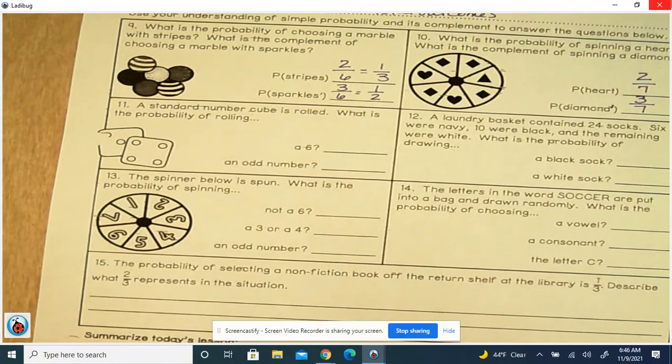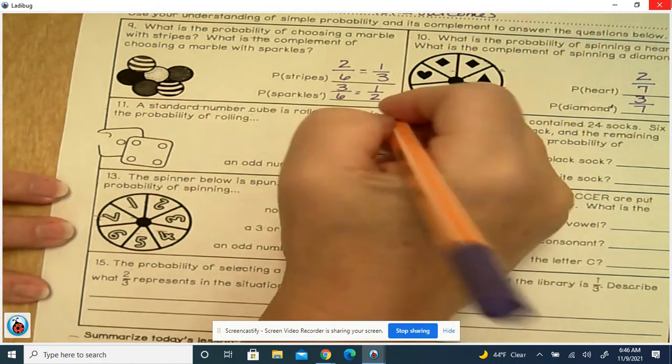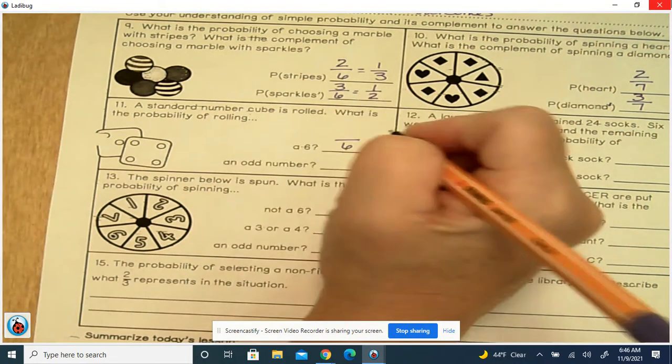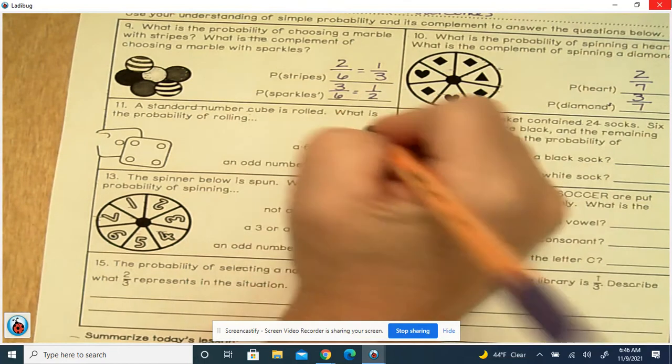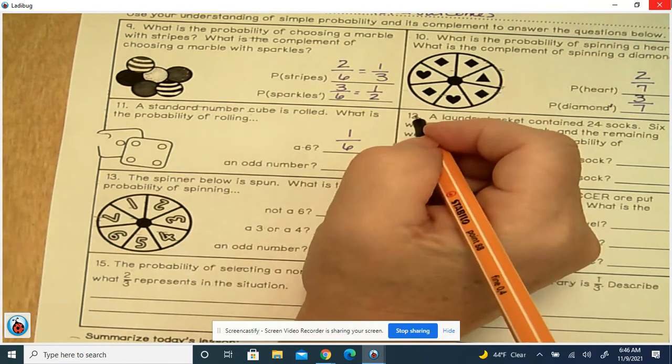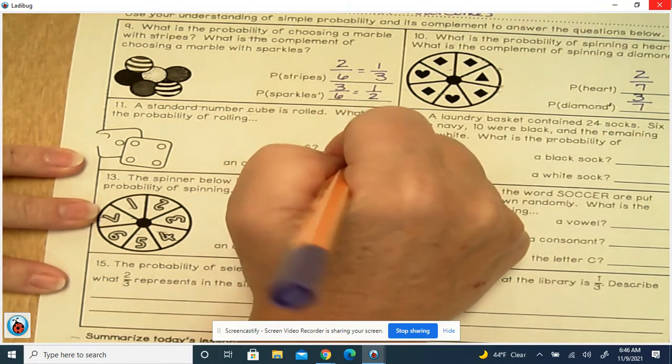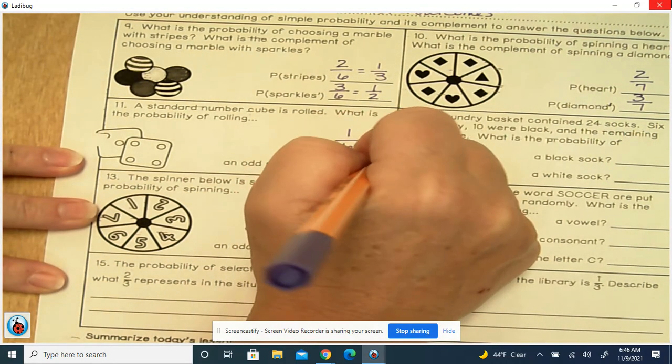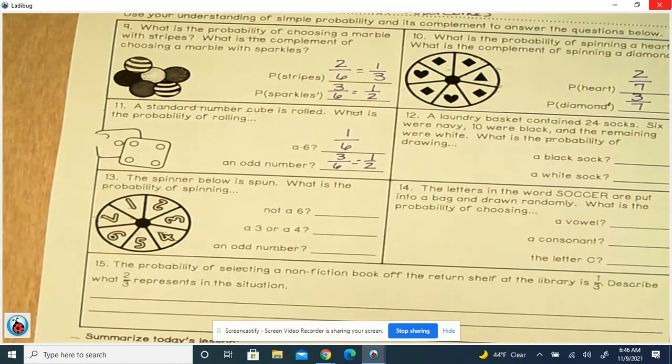Number 11, a standard number cube is rolled. What is the probability of rolling a 6? So we've done this before with 6 numbers on a number cube, and there's 1 six. And the probability of rolling an odd number is 1, 3, and 5. So that's 3 out of 6, or 1/2.